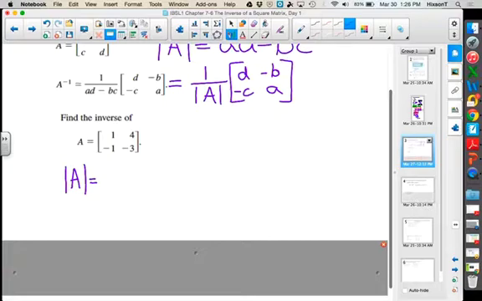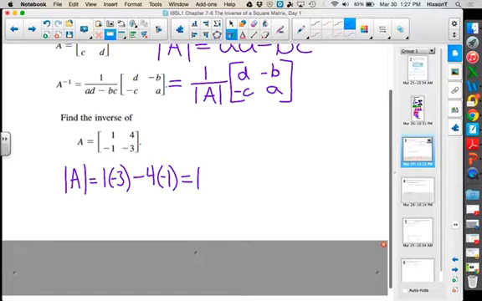What's our determinant of A? It's AD minus BC. 1 times the negative 3, that's your forward diagonal here. And then we have to subtract the backward diagonal, so minus 4 times negative 1. So that's negative 3 plus 4, which is 1. Okay?